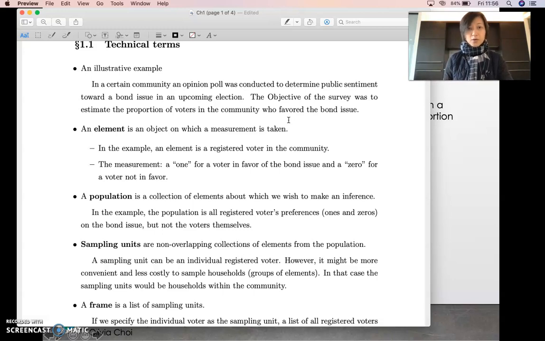So we like to know about the public sentiments, what they think of the bond issue. Are they in favor or not in favor of the bond issue? Then we're not going to ask everybody or all the registered voters. We just want to conduct a sample survey, ask a smaller number of people, and see their opinions. So we set the objective to estimate the proportion of voters in the community who favor the bond issue. Okay.